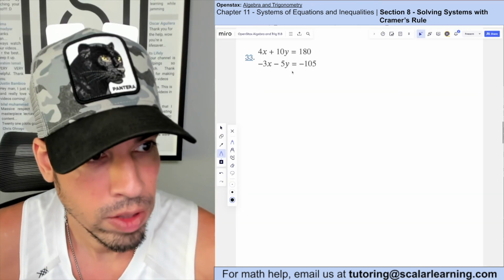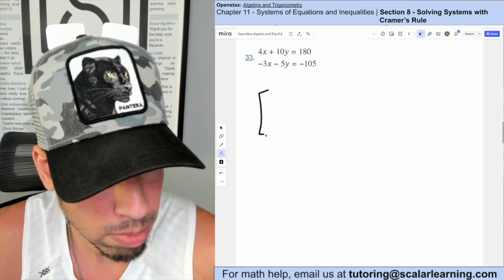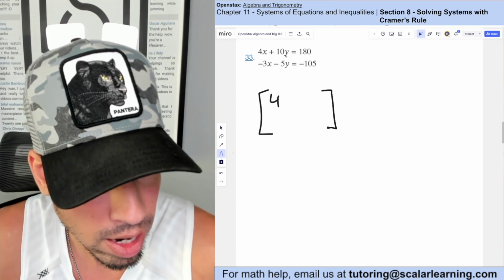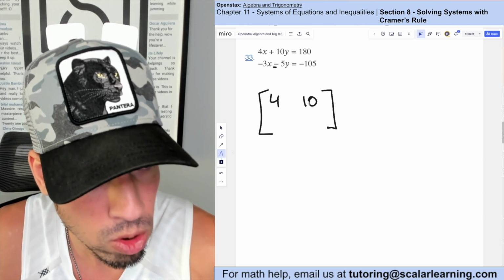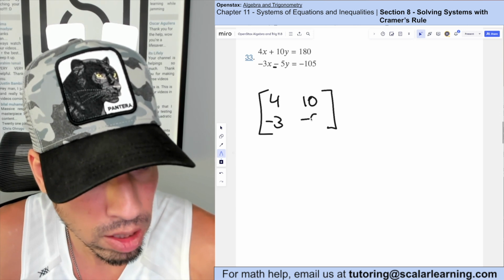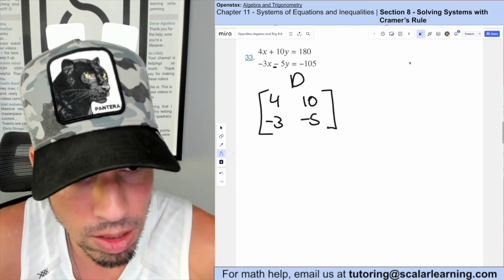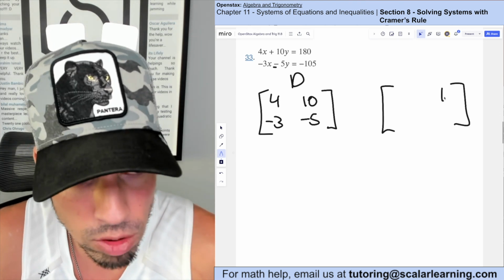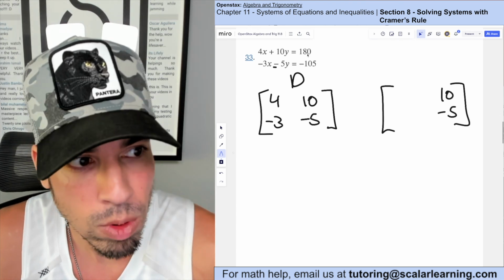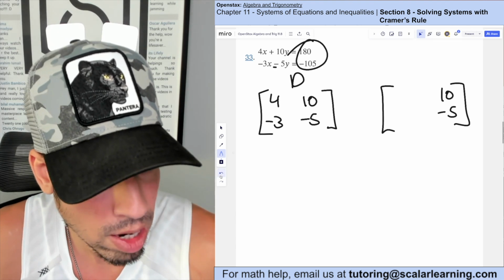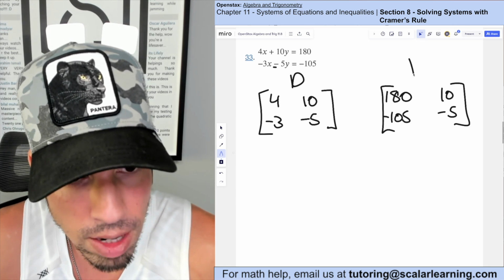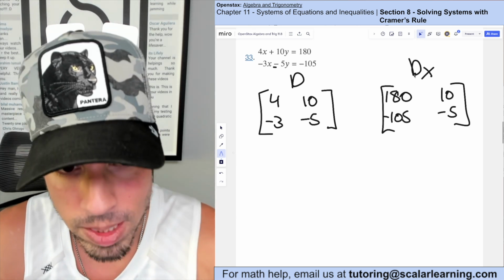Done. So for this one, first we're going to set up our little matrices, 2 by 2s, right? First we have those coefficients of the x's and the y's on the left. So we got 4, 10, -3, and -5. And we're going to calculate the determinant of this. Then we're going to do the same matrix with the same y values, 10 and -5. But now we're going to replace the x's with what we have over here, which is 180 and -105. And this is what we'll call the determinant for x.